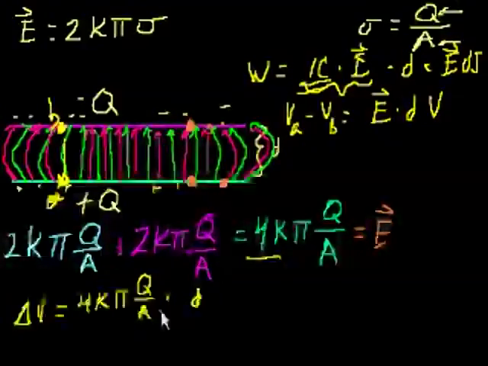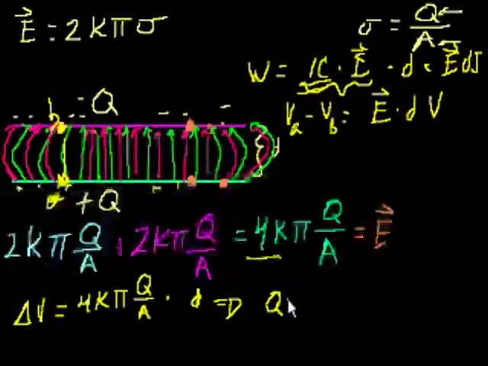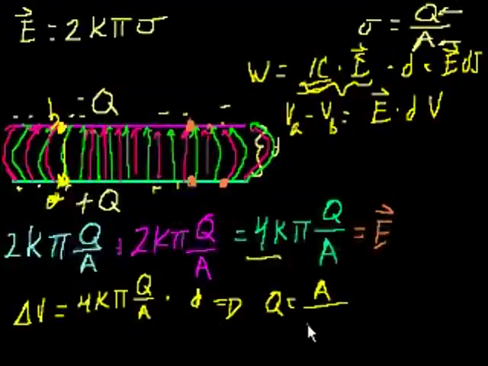Or we could rewrite this. Let's see if we could write q as a function of v. If we do a little bit of algebraic manipulation, we can get Q is equal to what? We would essentially divide both sides by 4 pi k d and multiply both sides by a, so we'd get a over 4 k pi d times voltage.